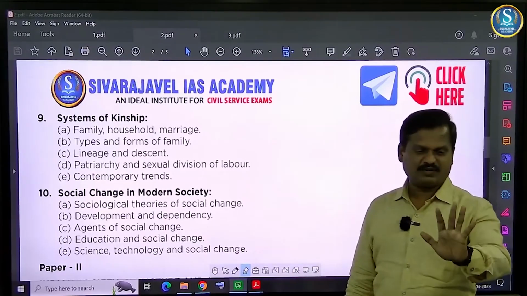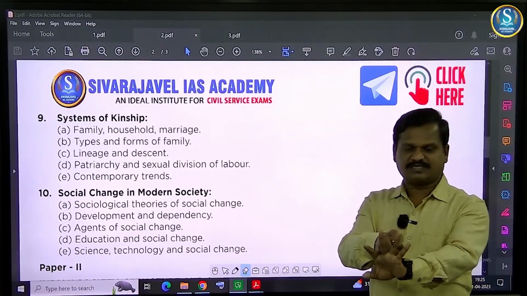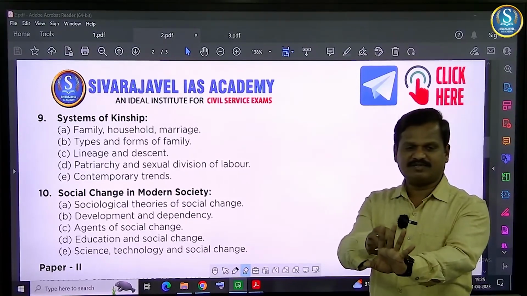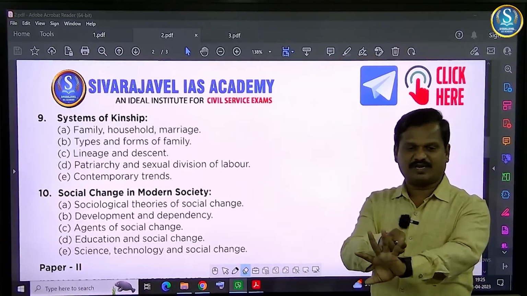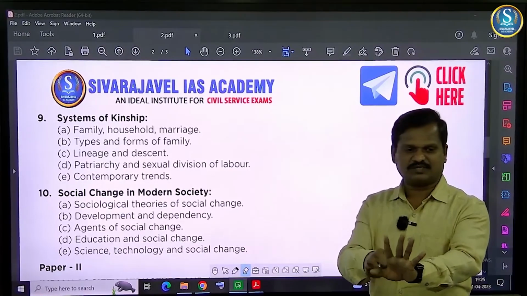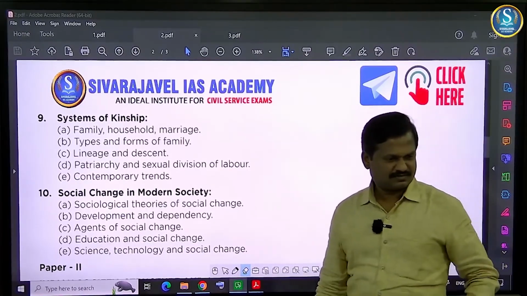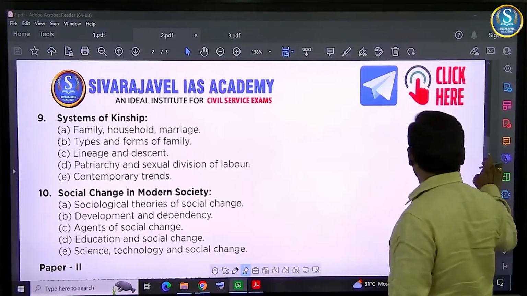Paper one has 10 units: emergence of sociology, sociology is a science or not, research methods, how to study society, the thinkers portion, social stratification, work and economic life, polity, religion, family, and social change. Finished. Now come to paper 2.